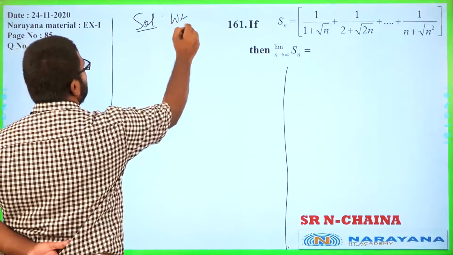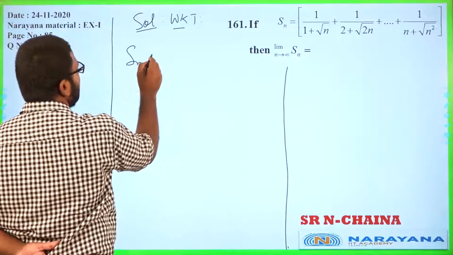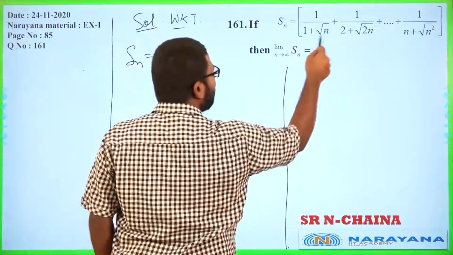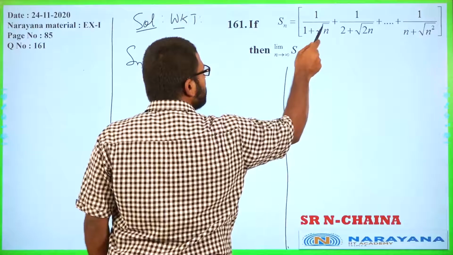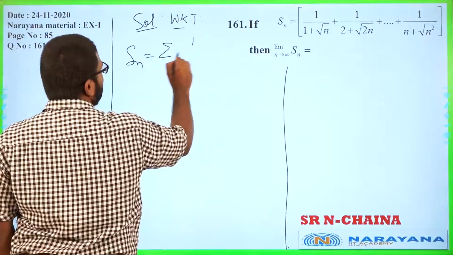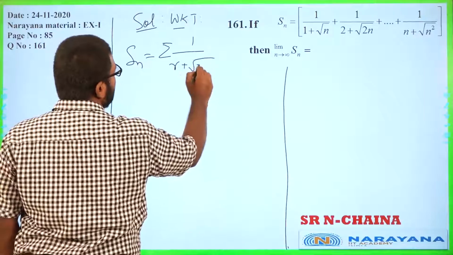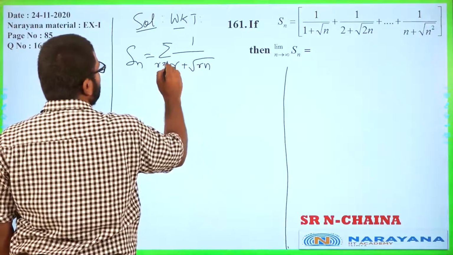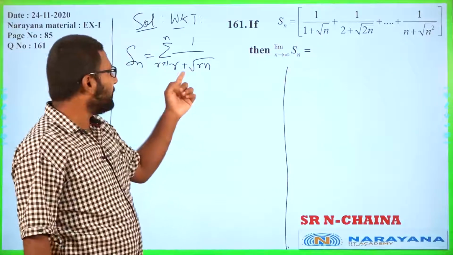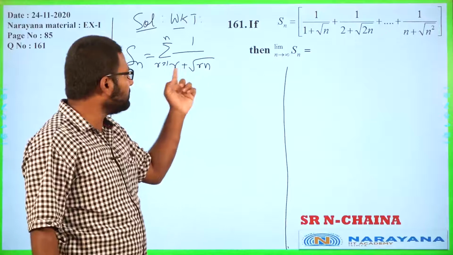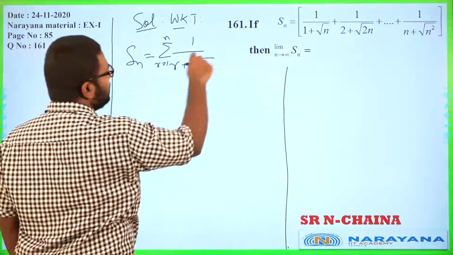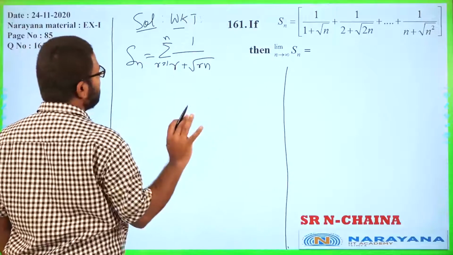We know that, first write Sn in summation form. So in the denominator 1, 2, 3 up to n we can put r here, and in the square root also 1, 2, 3, so put r there also. This is summation 1 by r plus root rn, where r goes from 1 to n. Write this and check whether it's matching. 1 plus root n, 2 plus root 2n, 3 plus root 3n. Yes, it is matching. And then always check the last term also. n plus root n square, it's matching.